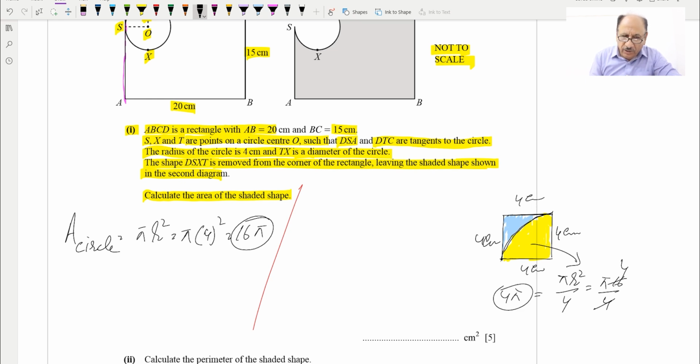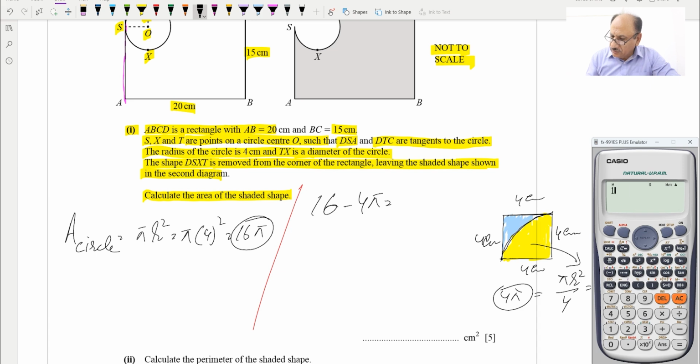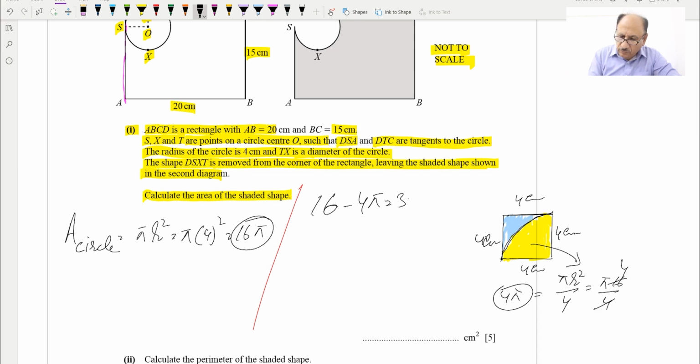pi. So 4 pi area we will subtract from 16, so we'll write 16 minus 4 pi, that will be 16 minus 4 pi, and this will give us 3.4336, and this will be area of this one semicircle whatever we have, and now we go to the total rectangle.